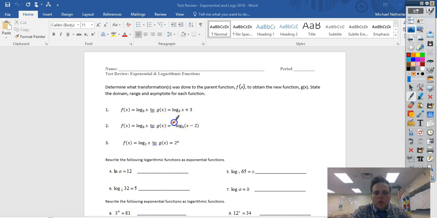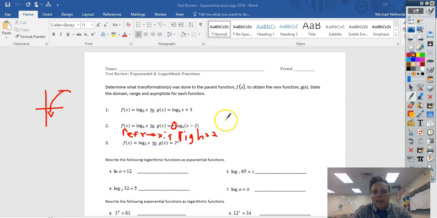Number 2, well, there's a negative in front of the log, so that means reflects over the x-axis. And then this minus 2 is inside the log, so that means right 2. Okay? So that means right 2. Alright, so now think about how going right 2 might affect your log graph.